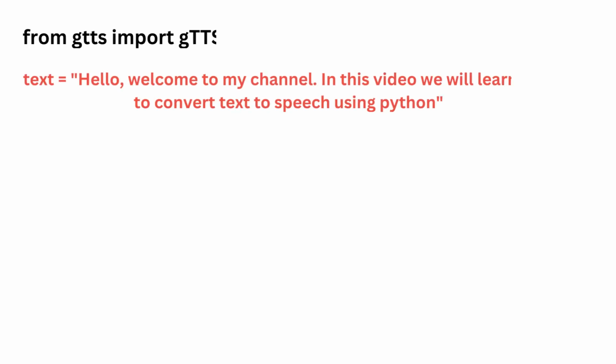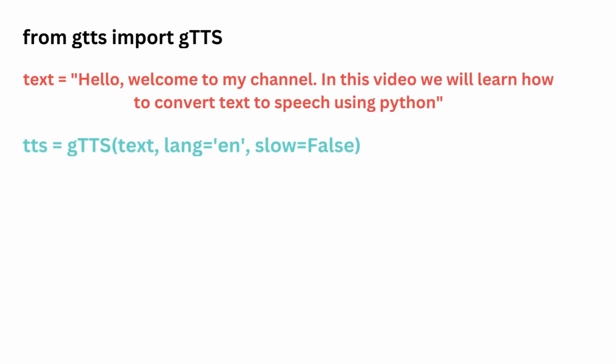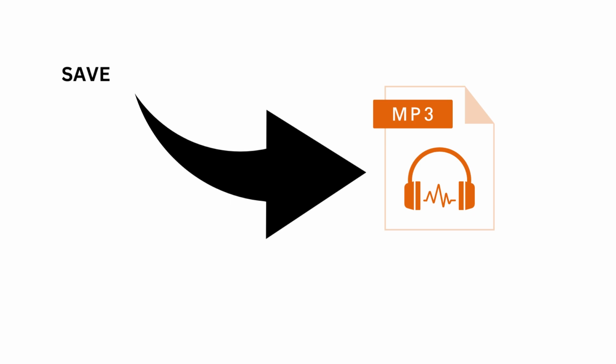Example code. from gtts import gTTS. text = "Hello, welcome to my channel. In this video we will learn how to convert text to speech using Python." tts = gTTS(text, lang='en', slow=False). tts.save('output.mp3'). This code will save the output audio in MP3 format. You can also use other formats like WAV.